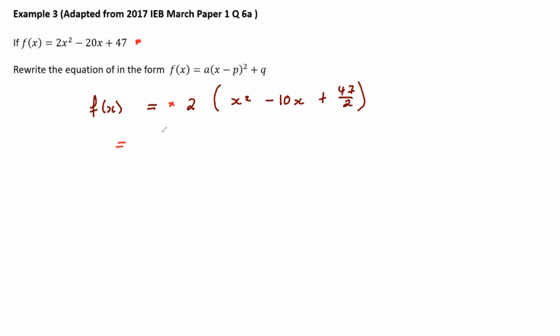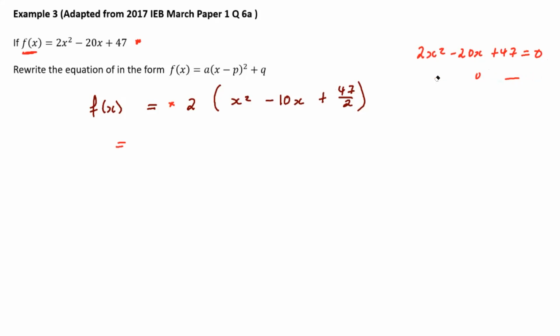Now, guys, please don't make a mistake. There's a fundamental difference between me saying this, and between me saying this is equal to 0. Here, if you want to divide by 2, that's fine. So you end up with x squared minus 10x plus 47 over 2 is equal to 0. You can only do that if it's equal to 0. This is not equal to 0. It's just an equation, f of x.